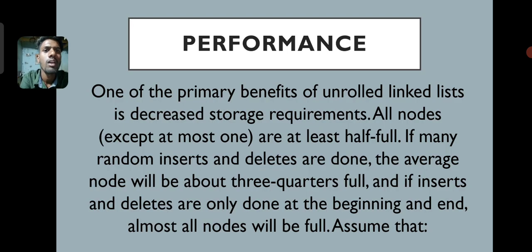Performance. One of the primary benefits of unrolled linked list is decreased storage requirements. All nodes except at most one are at least half full. If many random inserts and deletes are done, the average node will be about 3/4 full, and if inserts and deletes are only done at the beginning and end, almost all nodes will be full.